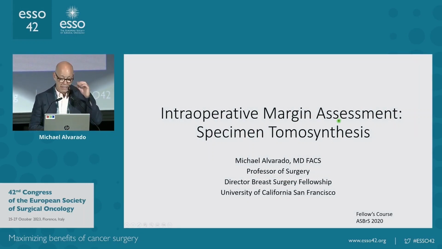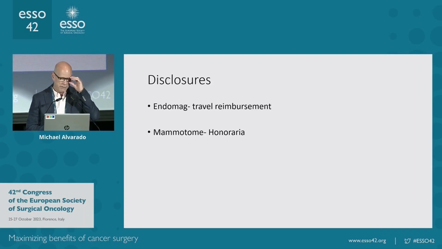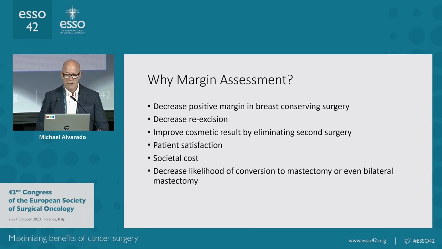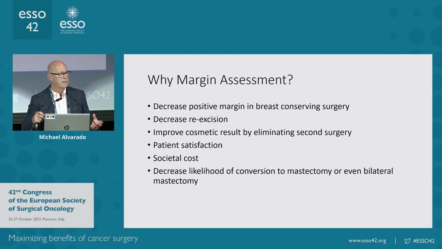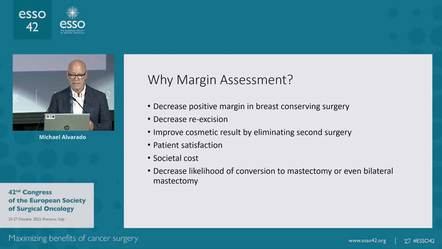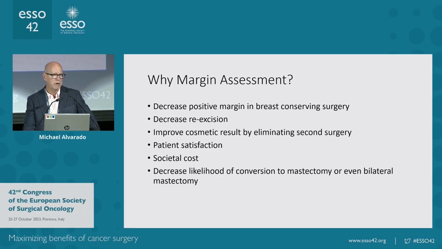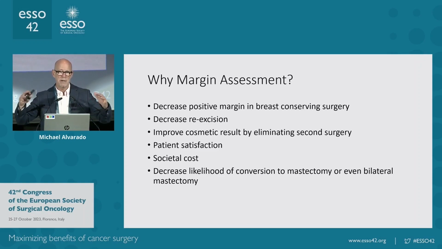Great first couple speakers. I'd just like to give you a little bit of background at our institution at UC San Francisco. Obviously, as has been stated, we want to decrease positive margins, decrease re-excisions, and try to improve cosmetic outcomes by not taking too much, but also trying to avoid a second surgery. Patient satisfaction, obviously, is in that area, but also societal cost. And I think that is a big part of making sure we don't have reoperations. Of course, for patient satisfaction, but the amount of money that can go into reoperation on more of a societal cost can be rather significant.